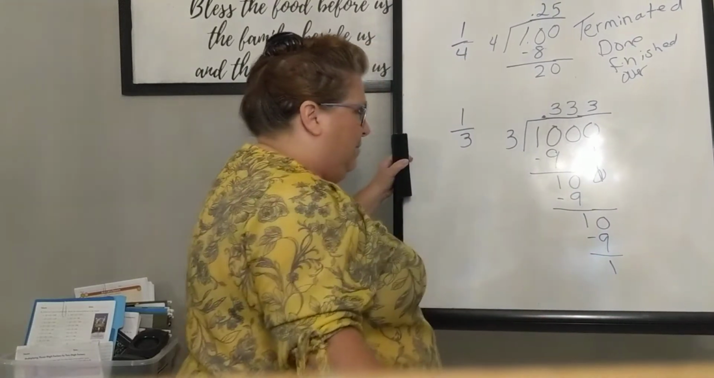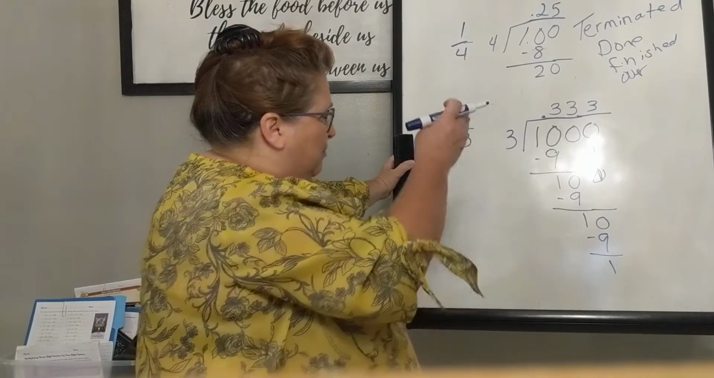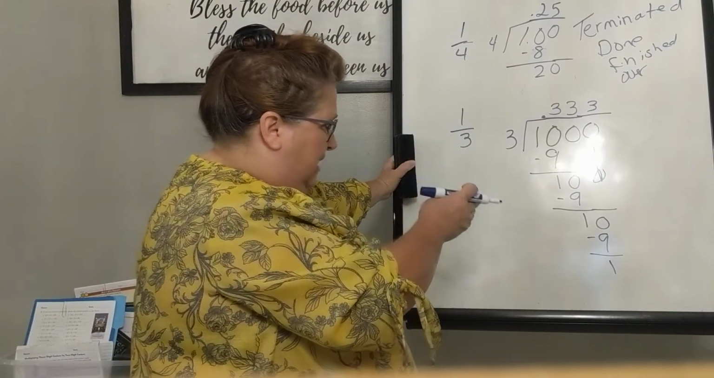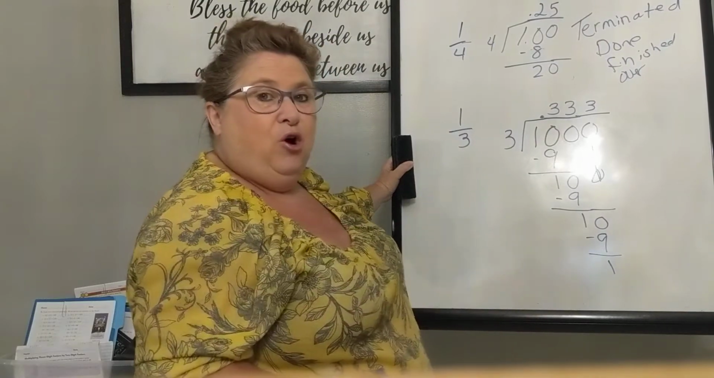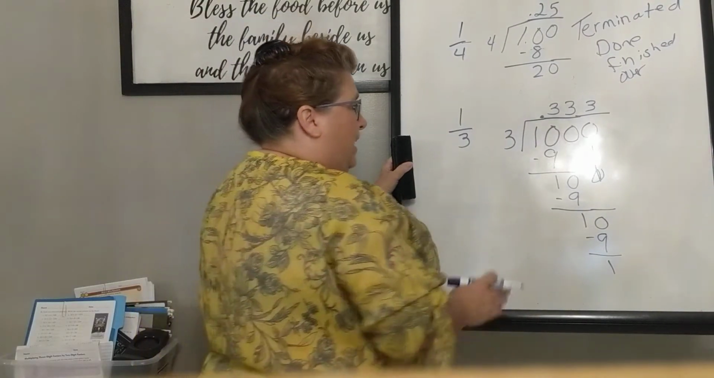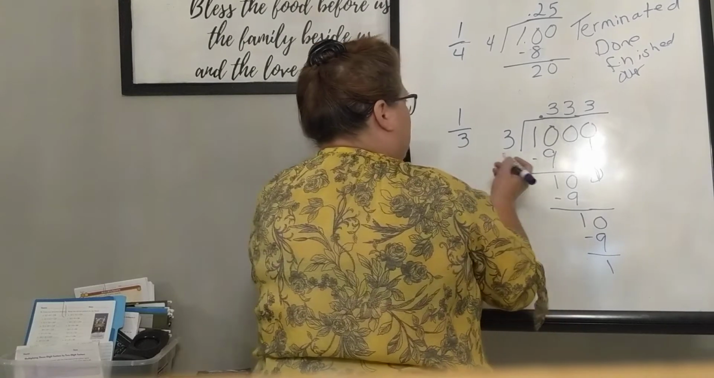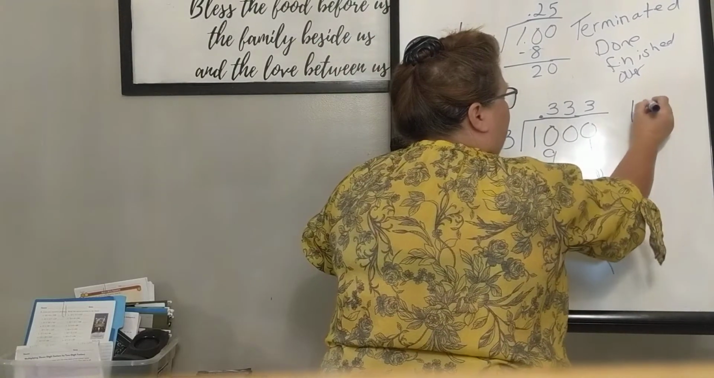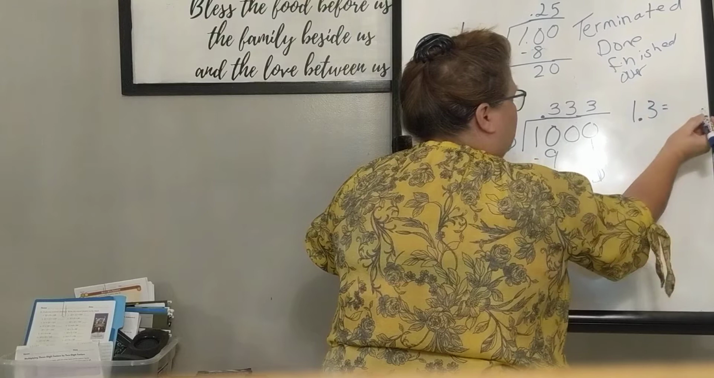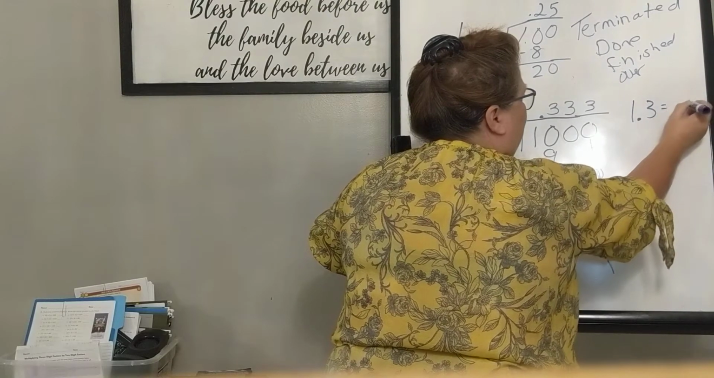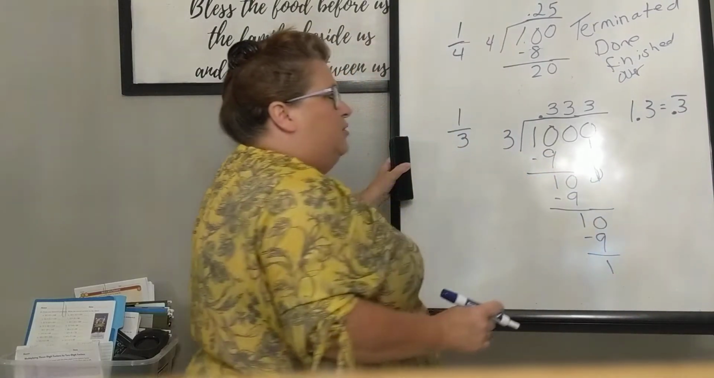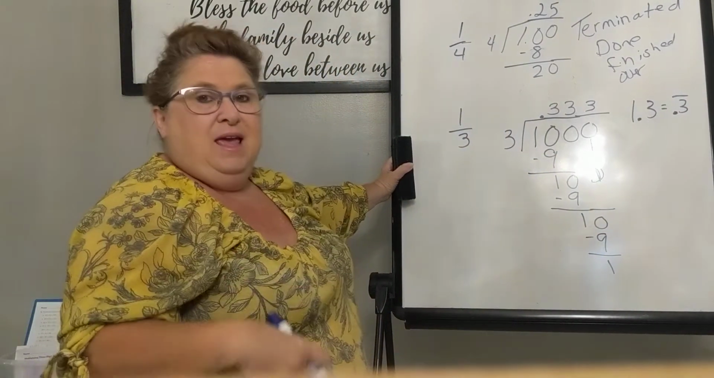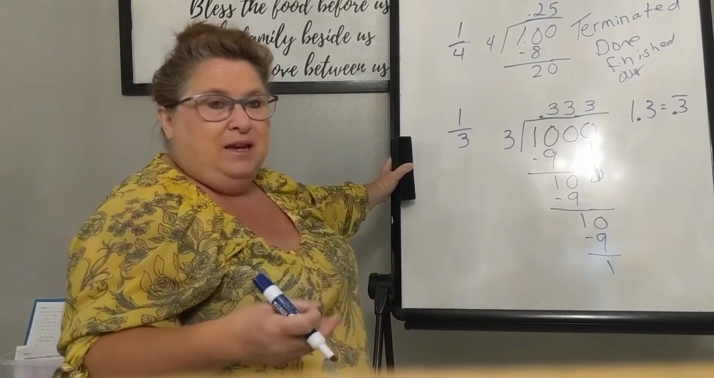So do you see what's going to keep happening here? We will forever put 3 at the top. 3 times 3 is 9, 10 minus 9 is 1, annex a 0. It'll just keep going on and on forever. So our answer for 1/3 as a decimal, 1/3 equals 0.3 with a line over it, because that 3 is going to just keep repeating and repeating.